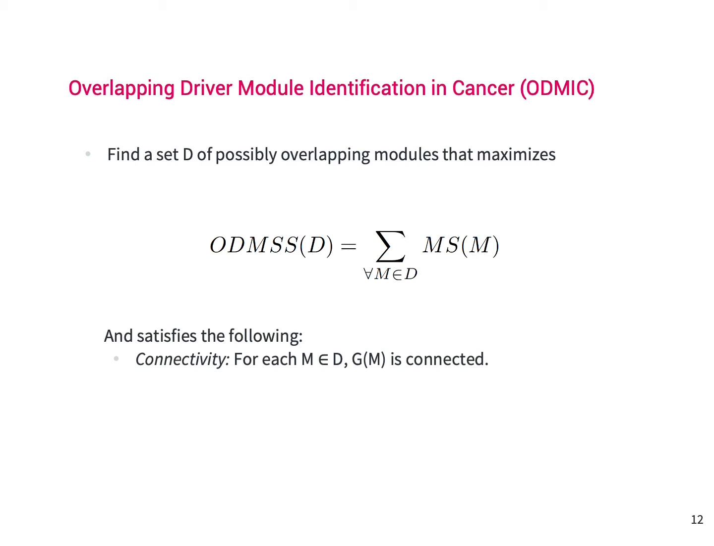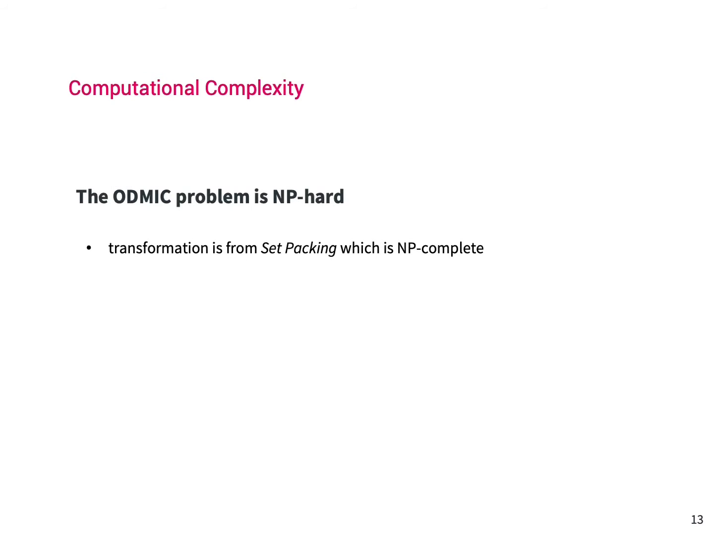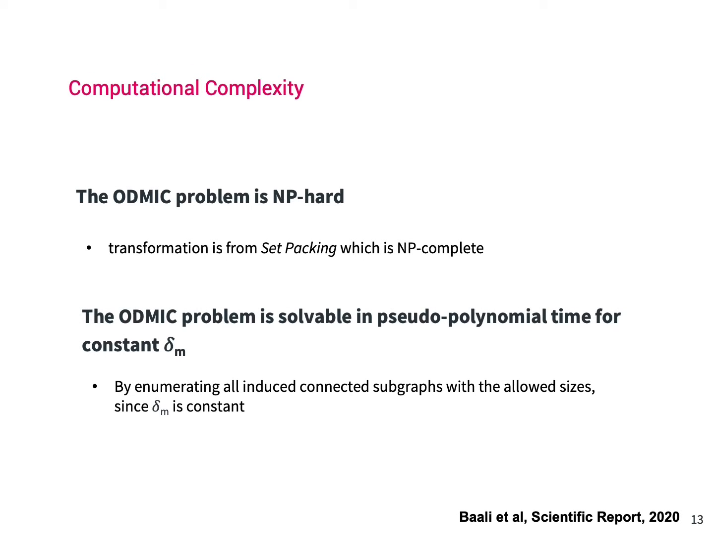The set D should satisfy the following conditions. First, connectivity: each module in D is connected, and all the modules in D are unique. Each of the modules has a minimum size, and the total size, the sum of all the genes in all the modules, is bounded by a constant. We showed that the computational complexity of this problem is NP-hard, and it has a pseudo-polynomial time solution for constant total size. For more detail, please refer to the paper.